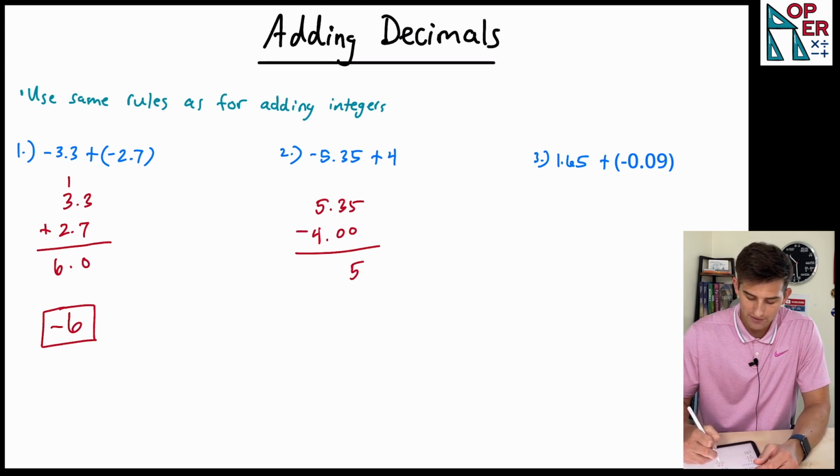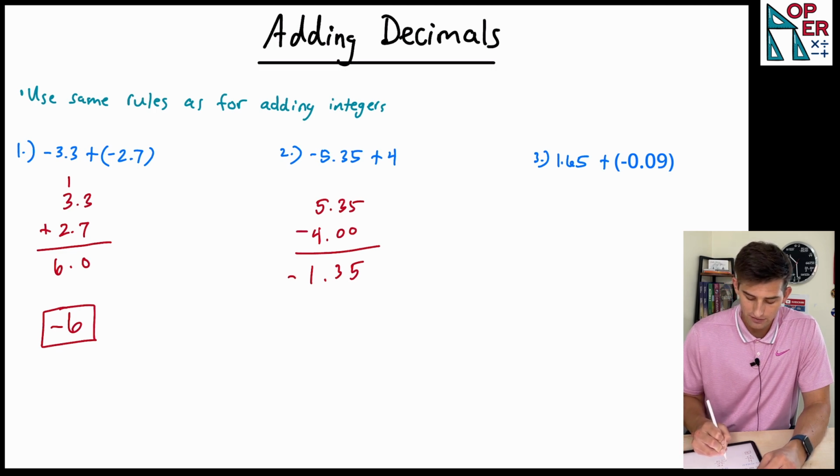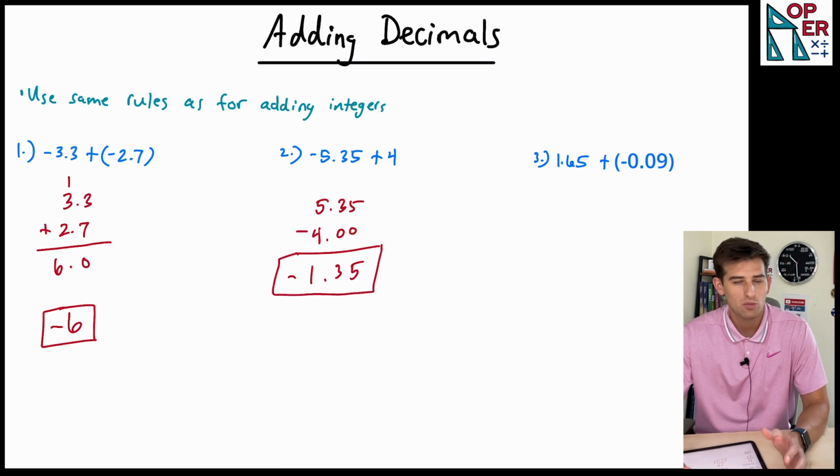This would be 5, this would be 3, and this would be 1, right? And now we need to choose our sign. Which original number, negative 5.35 or 4, had the larger absolute value? That was our negative number, right? So our solution also needs to be negative. So negative 1.35 would be our answer for number 2.